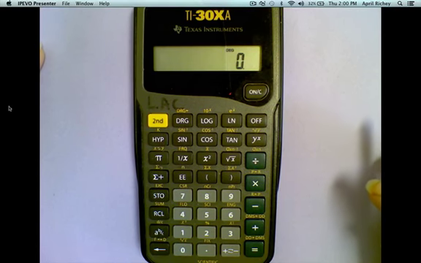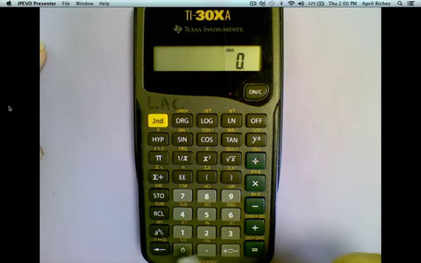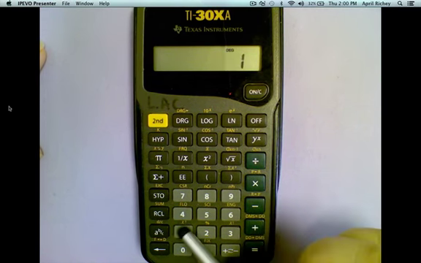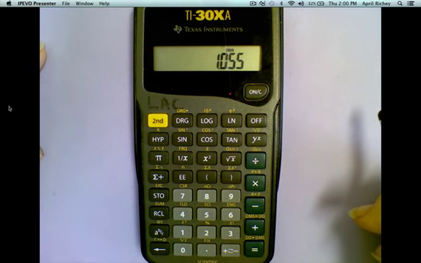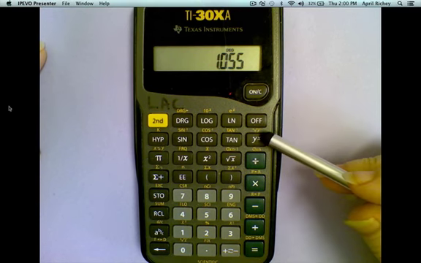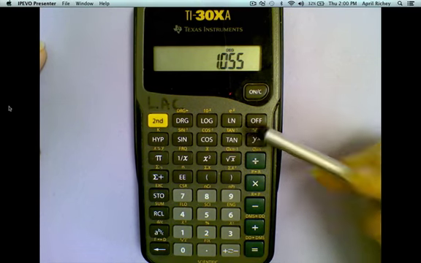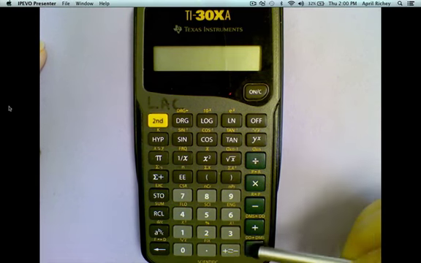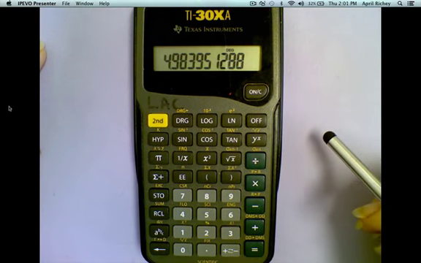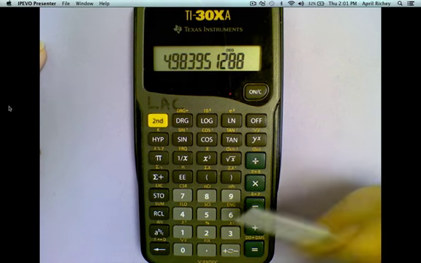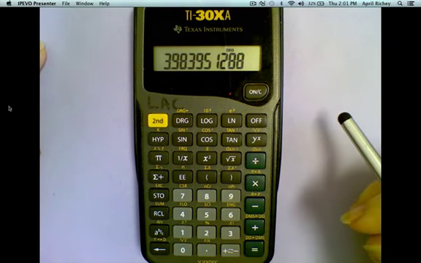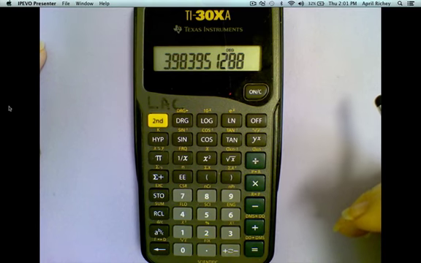So we're going to begin with 1 plus 0.055 divided by 1. So 1 plus 0.055 divided by 1 equals, and that's the 1.055 we said we would get. Now I'm going to raise this to the 30th power. So press your exponent key and type in 30 and hit equals. And that gives me 4.9839, and that decimal continues on. Then I'm going to subtract 1. And that gives me 3.983, and that decimal continues on.